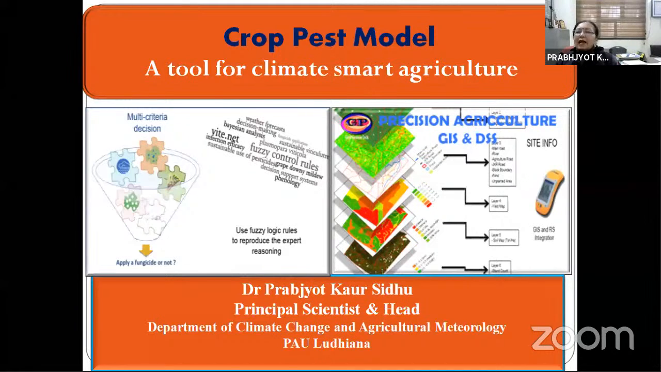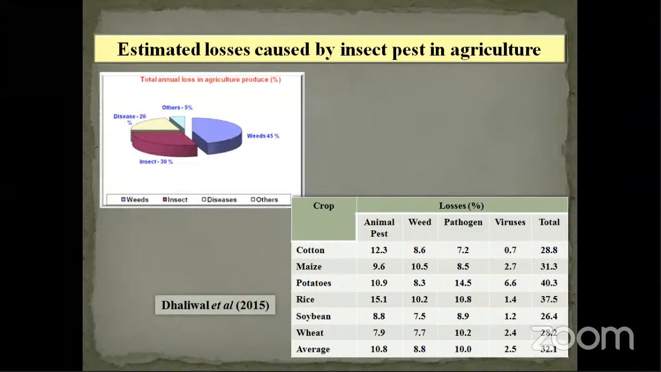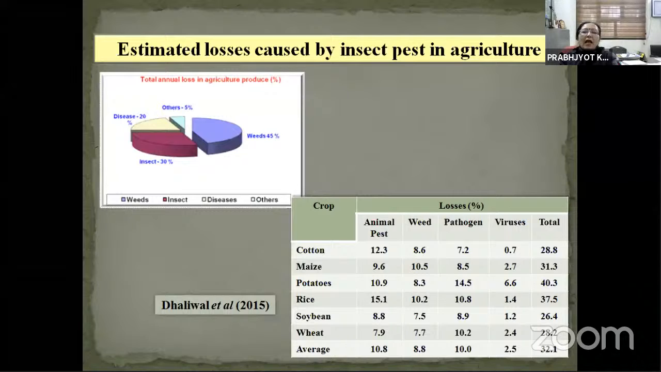Okay. With that, I thank Rahuri for the opportunity to deliver this lecture. I'll be talking to you about crop pest models, which are a tool for climate smart agriculture. In this context, we all know that the losses caused by insect pests in agriculture are one of the major hindrances which reduce crop productivity. It has been estimated that the losses in crop production due to diseases account for 20%, and due to insects 30%. So nearly 50% of reduction in crop yield is due to insect pests.